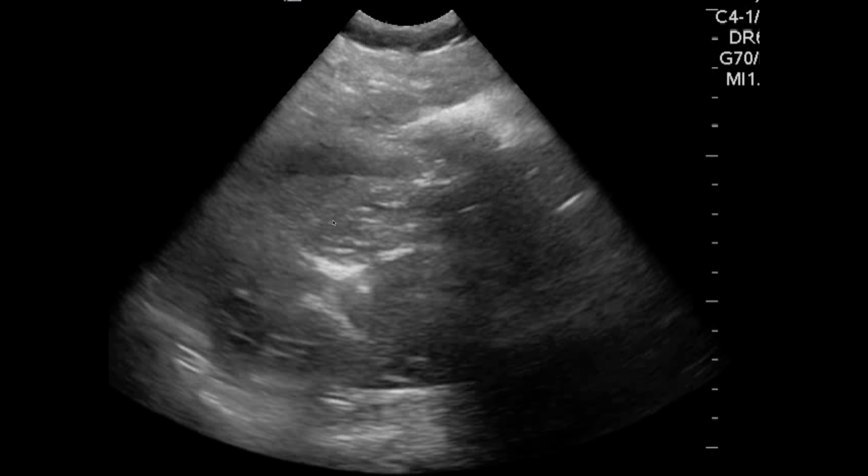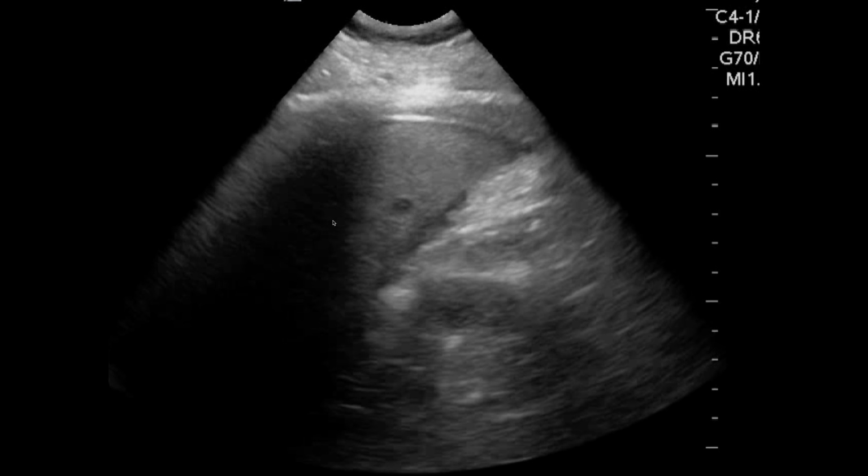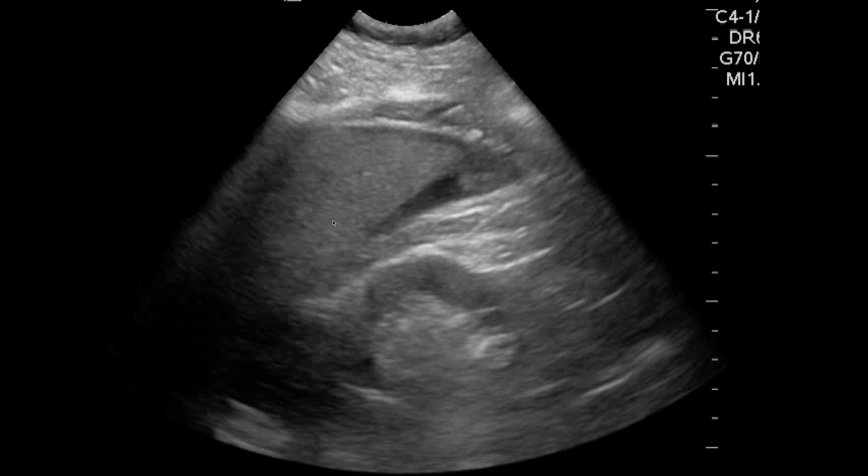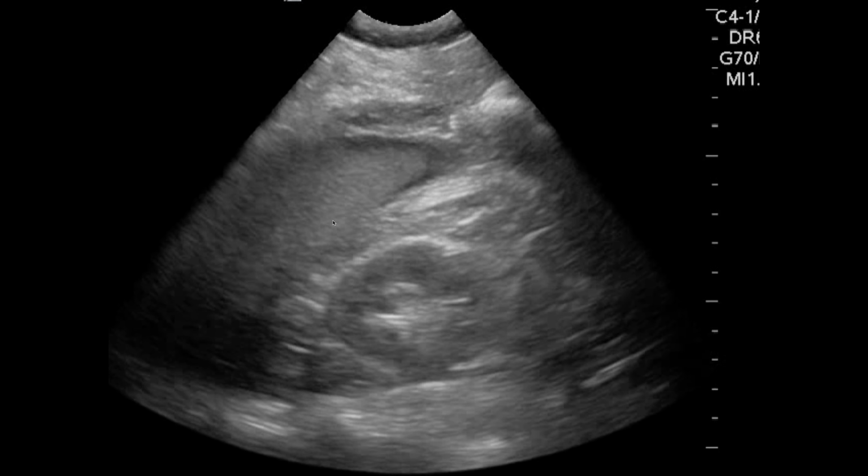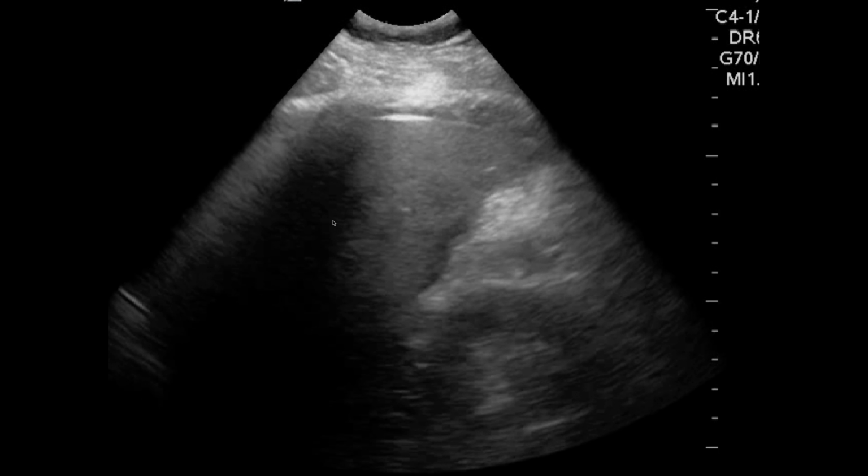This is the inferior tip of the spleen. We talked earlier about the inferior pole of the kidney. That inferior tip of the spleen can sometimes harbor some fluid as well, as it's doing here.